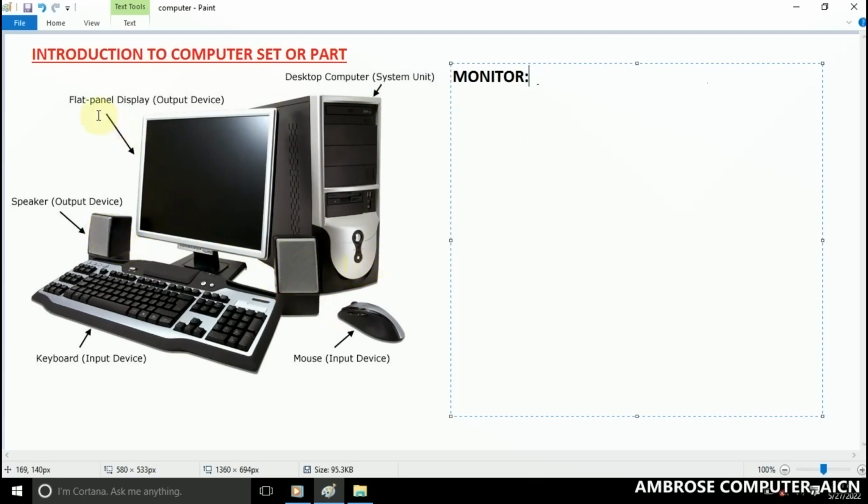I'm going to take the lectures one after the other. I'm going to start from the monitor. After the monitor, I go to the mouse and how to use it. After the mouse, I'll go to the keyboard, and after the keyboard we'll go to the CPU.